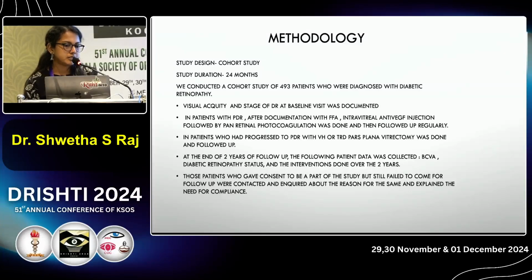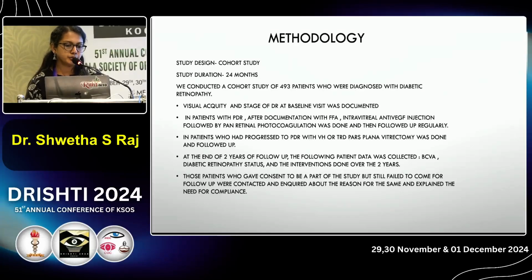At baseline visit, the visual acuity and stage of DR were documented. In patients with proliferative diabetic retinopathy, FFA was done, followed by intravitreal injection of anti-VEGF agents and panretinal photocoagulation. In patients who had vitreous hemorrhage or tractional retinal detachment, pars plana vitrectomy was done.